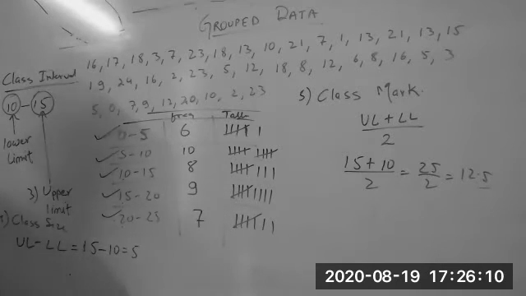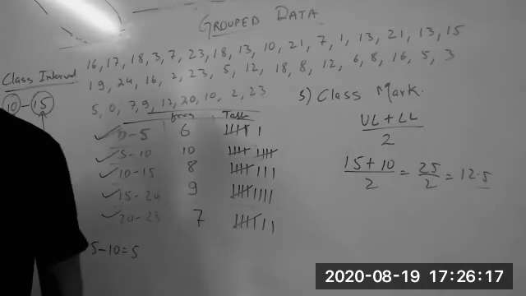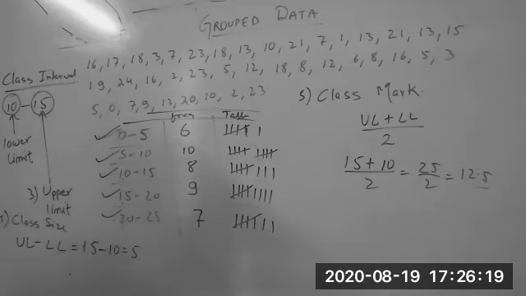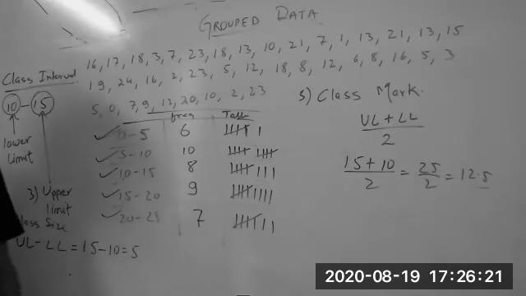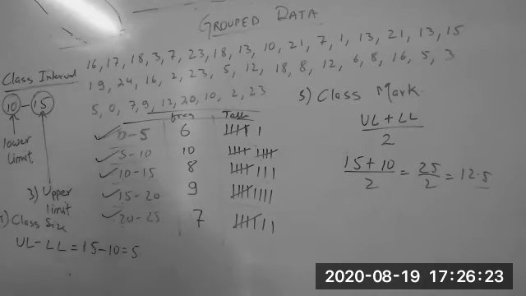Any doubt in these five terminologies? What is class interval? What is lower limit? What is upper limit? What is class size? And what is class mark? Anyone has any doubt? Varun, is it clear? Yes, sir. Okay.